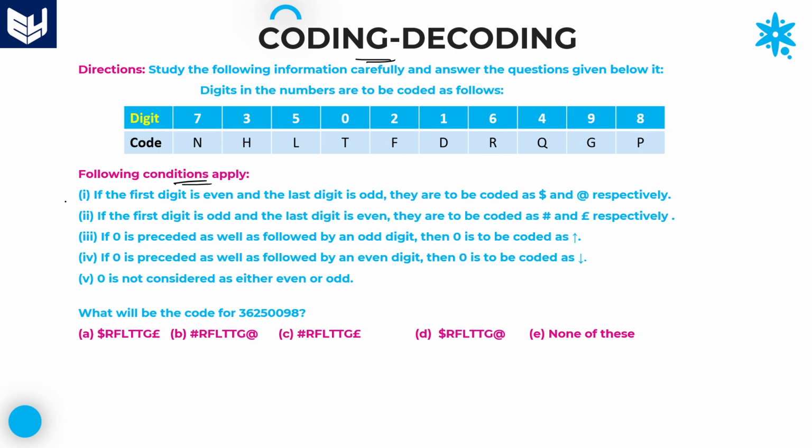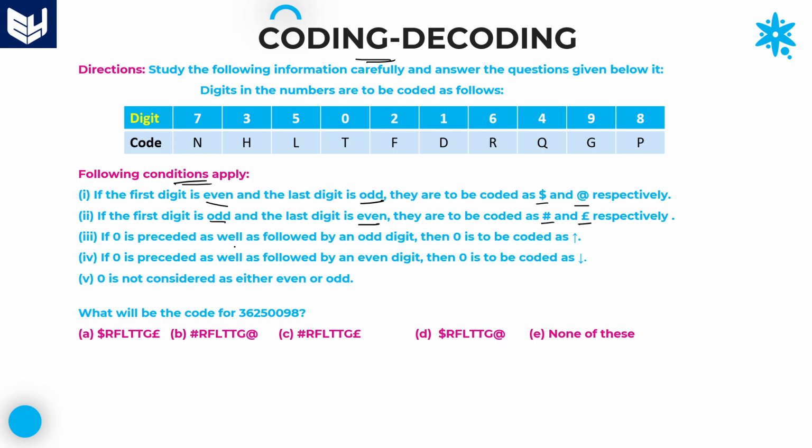Why? Because in total we have 5 conditions. Read each and every condition carefully. If the first digit is even and the last digit is odd, then both are coded as dollar and at the rate respectively. And next, if the first digit is odd and the last digit is even, then both are coded as hash and euro respectively.